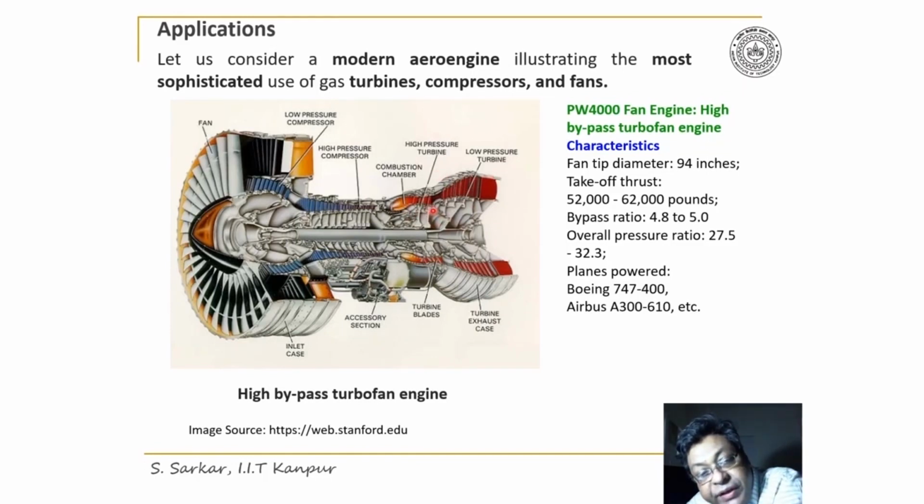You can appreciate how annulus area and the blade height changes in the low pressure turbine because of expansion of gas, and the rest is expanded through a nozzle to produce thrust. So as I have told earlier, the thrust is produced here by the combination of the exhaust jet and the fan.